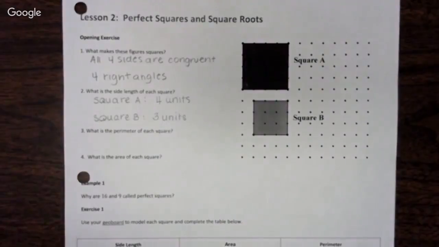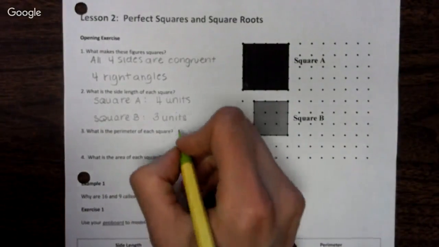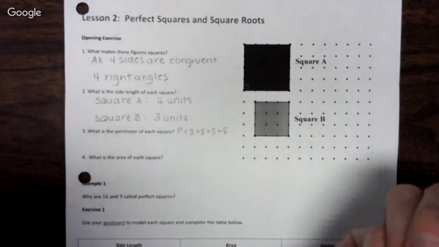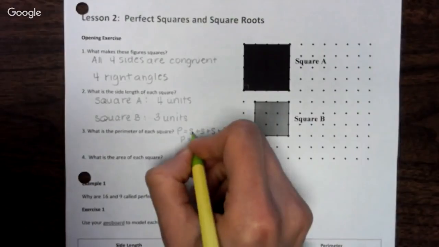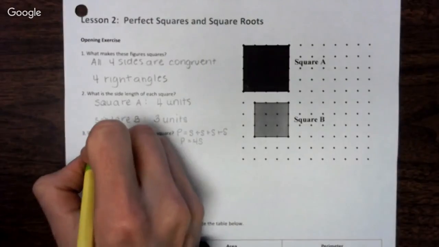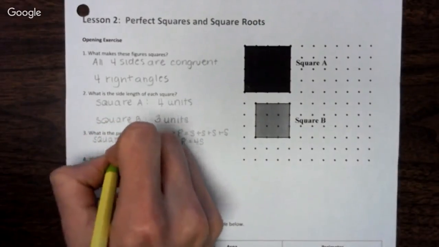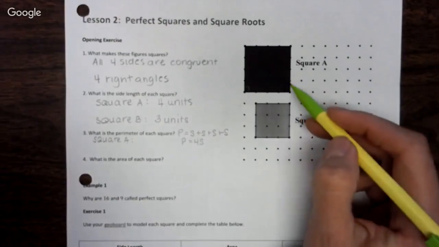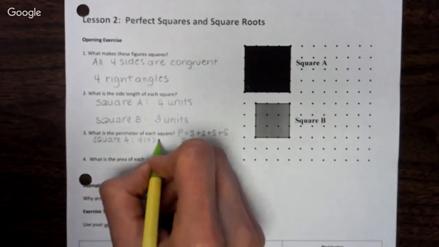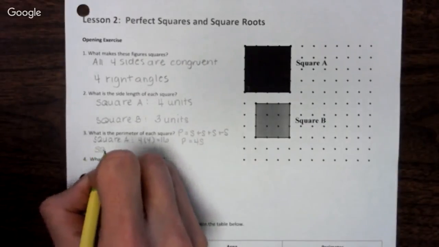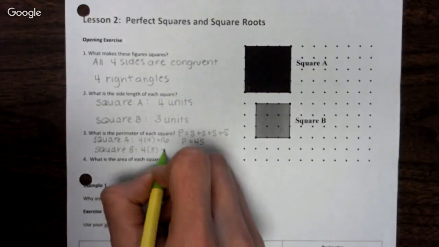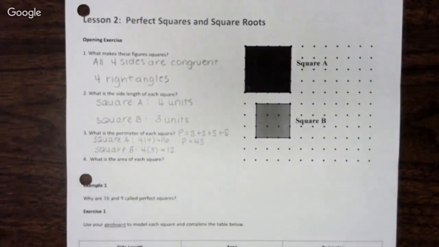Now, what is the perimeter of each square? Now, remember, perimeter is adding up all the sides. So side plus side plus side plus side, 4 sides. Or you can just know that there are 4 sides, so you can multiply 4 times the side. So let's do square A first. Square A, adding up all the sides, would be 4 times the length 4, which is 16. So square B, we're going to do the same thing. We're going to multiply 4 times 3, which would be 12 units.